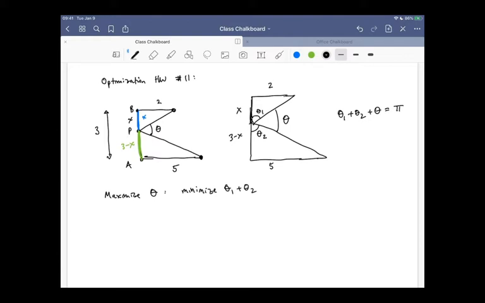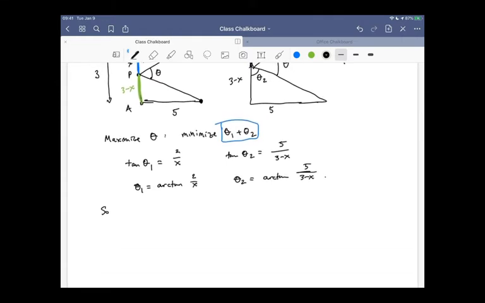Then the second thing we need to do is relate theta 1 and theta 2 to our variable x. In each of the triangles, we can do that without too much trouble because the tangent of theta 1 is 2 over x, and the tangent of theta 2 is 5 over 3 minus x. So that gets us a relationship between theta 1, theta 2 and x. But what we really want to work with is not the tangents of the angles, but the angles themselves. Fortunately, that's not too bad. We can always just solve for theta 1. It would be the arctangent of 2 over x, and theta 2 would be the arctangent of 5 over 3 minus x.